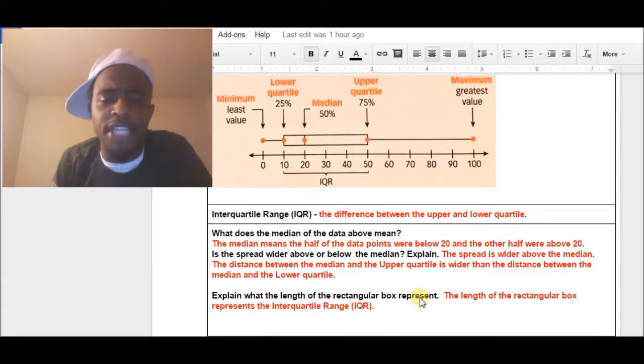Explain what the length of the rectangular box represents, and we just went over this. The length of the rectangular box represents the interquartile range. So the whole box represents the distance from the upper quartile to the lower quartile, which we just learned means our interquartile range.